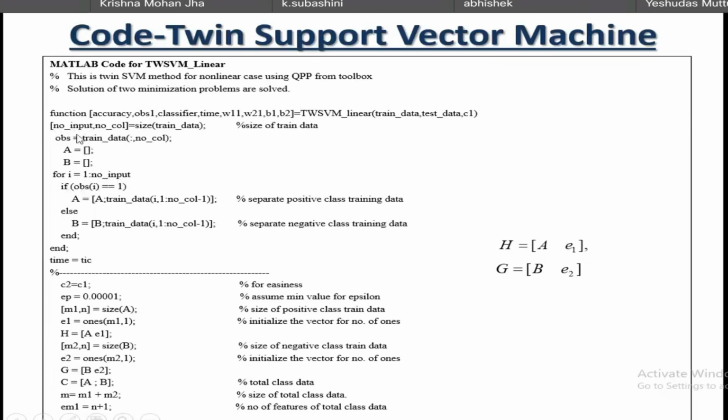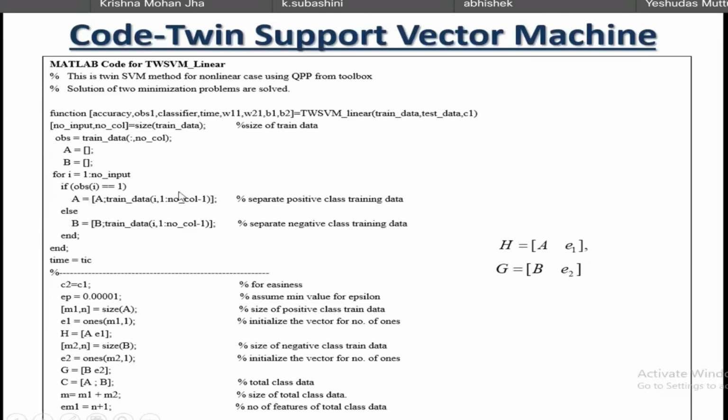And if the label of this sample is 1, that means it corresponds to the positive class data points, so you just collect it into A. You can write this through this particular command. And if the label is equal to -1, in that case you collect that particular sample into B. So through these things, you are able to segregate all the positive class data points into A and all the negative class data points into B.